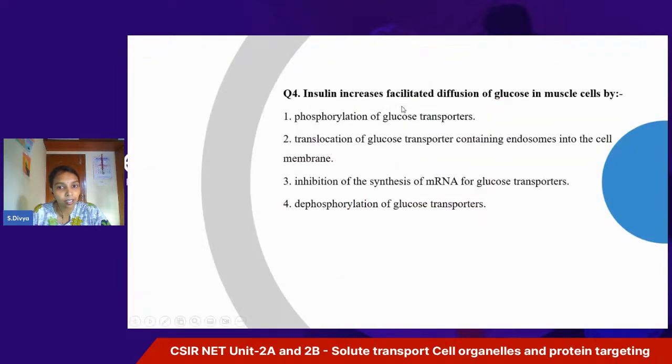Insulin increases facilitated diffusion of glucose in the muscle cells by phosphorylation of glucose transporters, translocation of glucose transporters containing endosomes into the cell membrane, inhibition of the synthesis of mRNA for glucose transporters, or dephosphorylation of glucose transporters. What should be the correct answer over here?